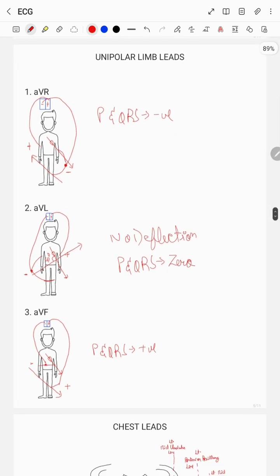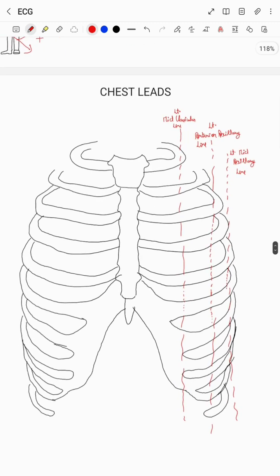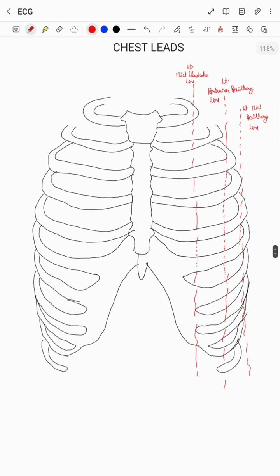Now, next I'll be talking about the chest leads. We have 6 chest leads. V1 is placed in the 4th intercostal space on right side. So let us count 1, 2, 3, 4. V1 is placed in right 4th intercostal space along the sternal border, adjacent to the sternal border.